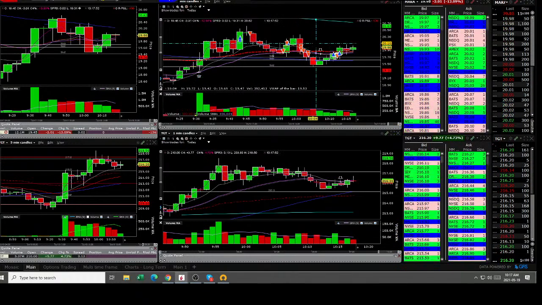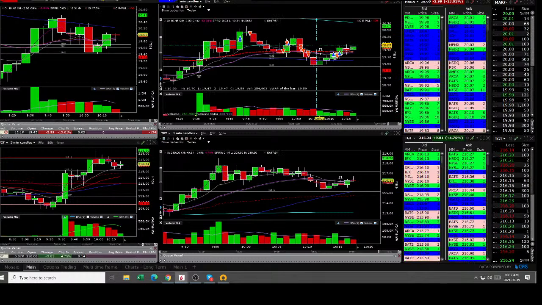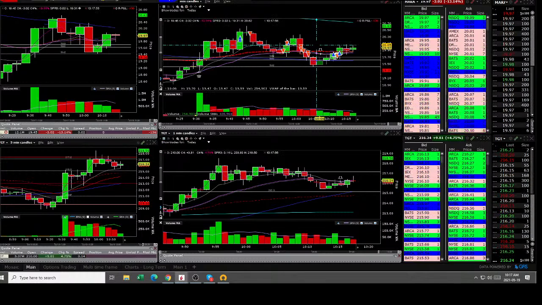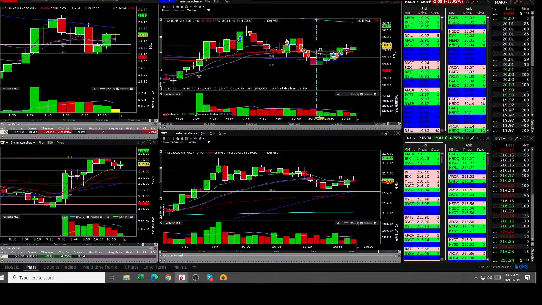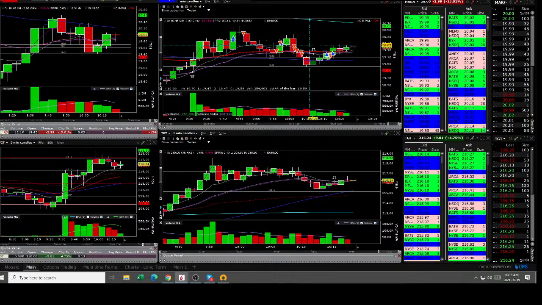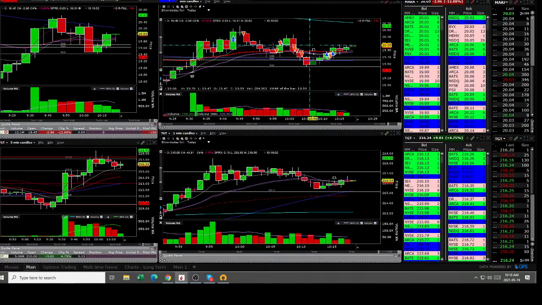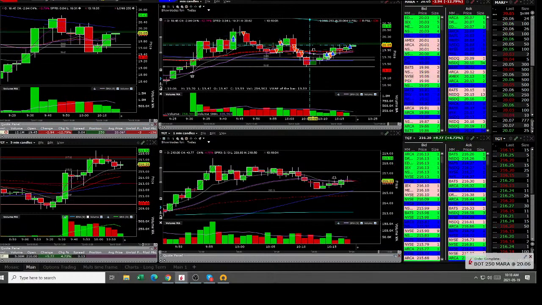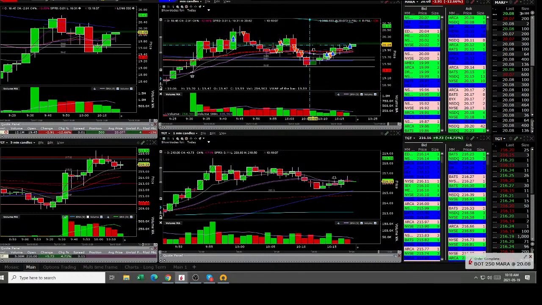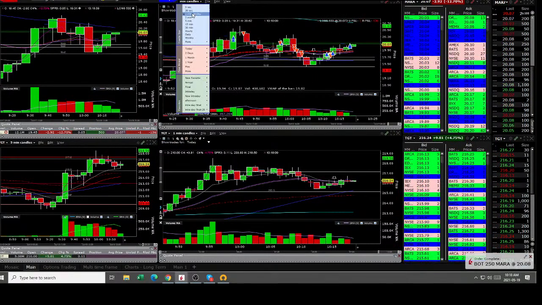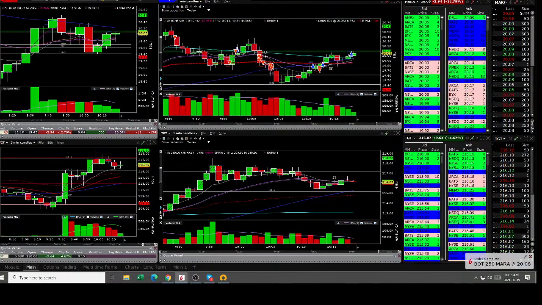I'm gonna try the long Mara on 20 over 20. Seems to me that it's really making a bullish pattern here. Order filled. Order partially filled. Order filled. Went long on the Mara trade.